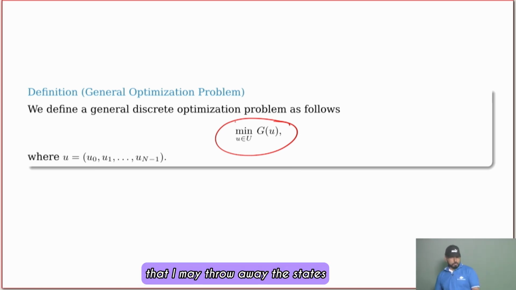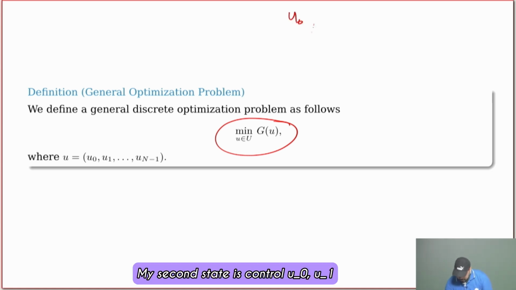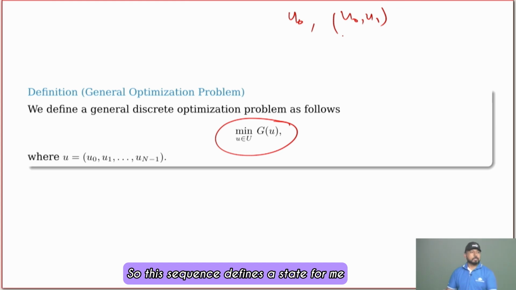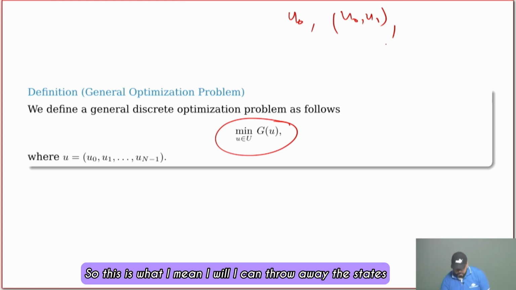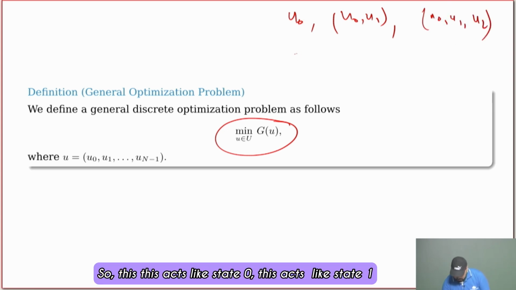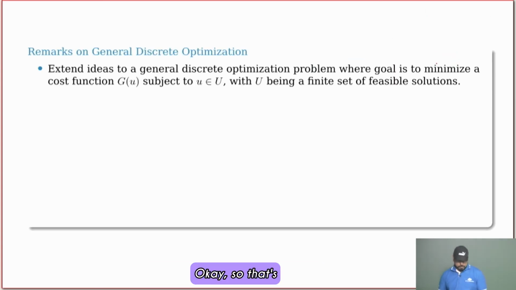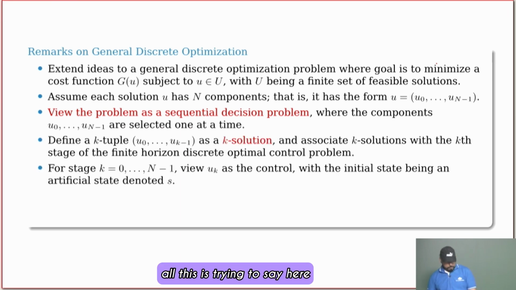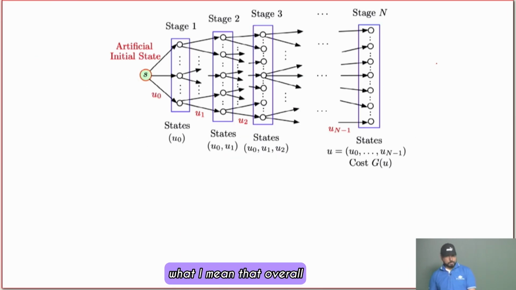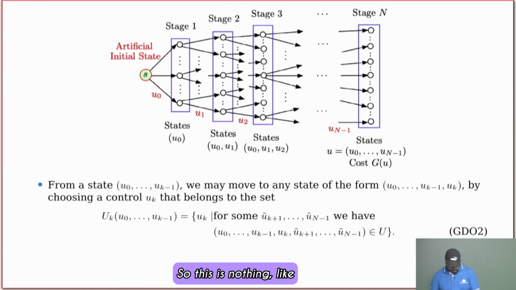So it is possible that I throw away the states and I just write control. My first state is control u0. My second state is control u0, u1. So this sequence defines a state for me. I can throw away the states. Then u0, u1, u2 is my state 3. So this acts like state 0, this acts like state 1, this acts like state 3, and so on. That's what this is trying to say here. Basically, overall we can just look at a sequence of controls as states. There is nothing much here.